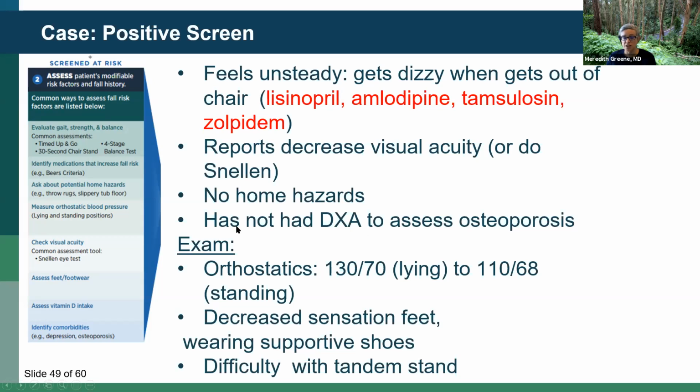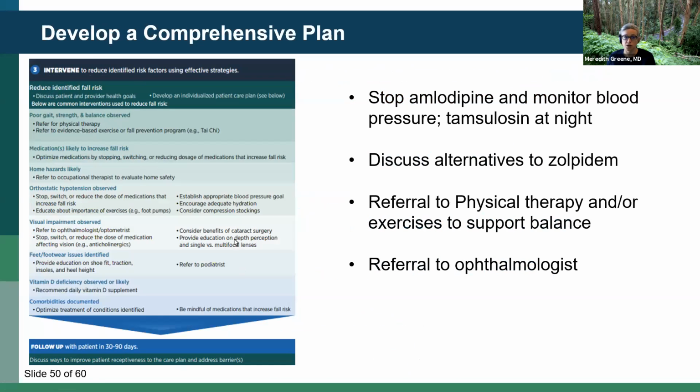And then on his exam, you check orthostatics, and he actually is orthostatic. The systolic blood pressure drops by 20 points. He has this history of neuropathy, and he actually has decreased sensation in his feet, but you notice that he's wearing sturdy shoes. And you do part of the SPPB and notice that he does have difficulty with his tandem stand, suggesting he has some balance difficulties. So what could you do here taking in that information?